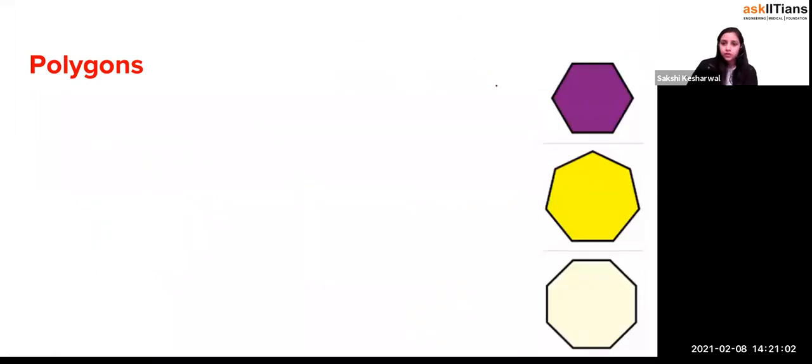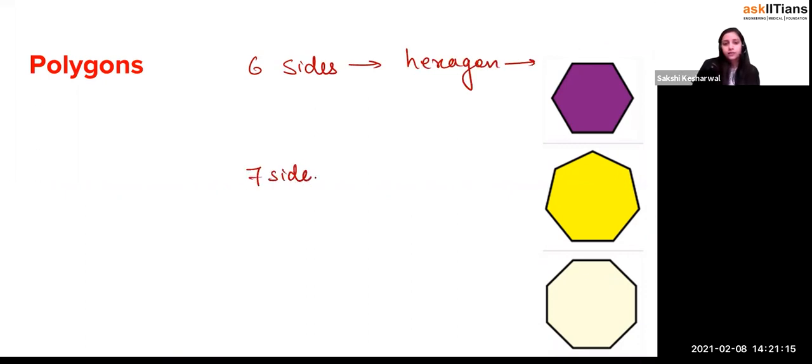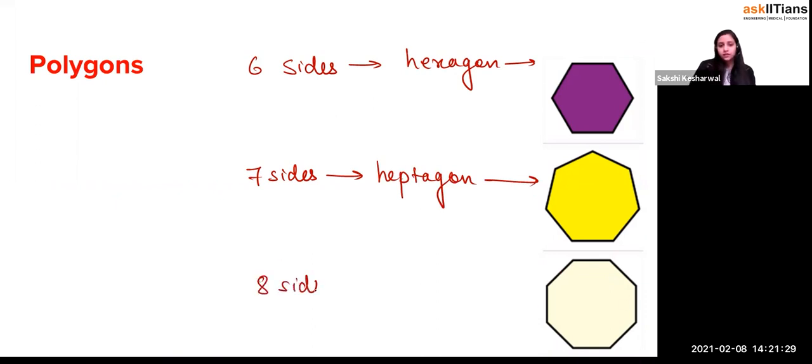Now, this is having six sides. So it is called a hexagon, right? Now, this is having seven sides. And this is called a heptagon or septagon. Somebody says heptagon, somebody says septagon. So I'll write heptagon. Hepta means 7. Now see, this is having eight sides, yes or no? And this is called an octagon, right?